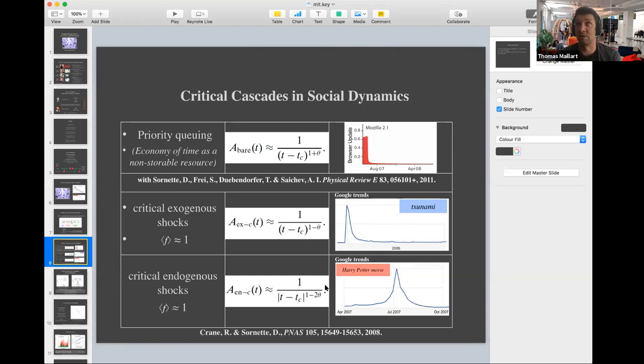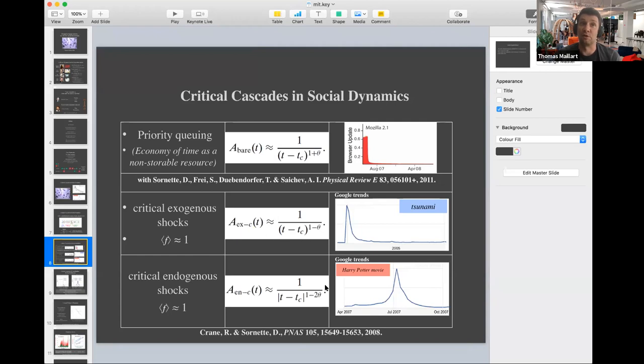In the case of a critical cascade, meaning when F on average is one, so that one activation is going to trigger on average one other activation in the future, then you are in a critical exogenous regime, and it's going to be one over t minus tc to the exponent one minus sigma. The exponent is smaller than one, meaning the response is going to last for a very long time, actually forever, because when you have a power law with an exponent smaller than one, neither mean nor variance is defined, so it's a wide extreme distribution.